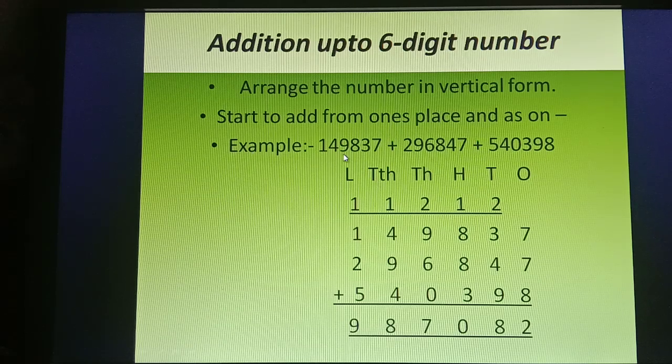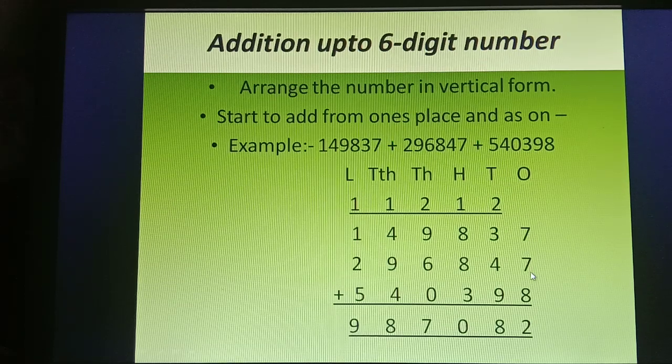First number is 1,49,837 plus 2,96,847 and third is 5,40,398. So first we will arrange these numbers according to their places. I have arranged these, you can see. So let's start from ones place.